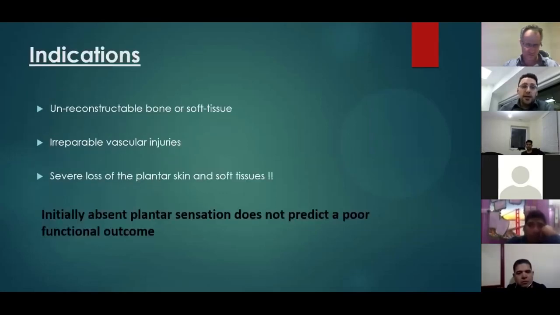In terms of the indications, there are 3 clear indications to consider amputation. First one is unreconstructible bone or soft tissue, irreparable vascular injury, and severe loss of plantar foot skin and soft tissue. Initially absent plantar sensation does not predict a poor functional outcome. As we know, some studies show 50% of patients, by 24 months from the initial injury, manage to have full recovery.